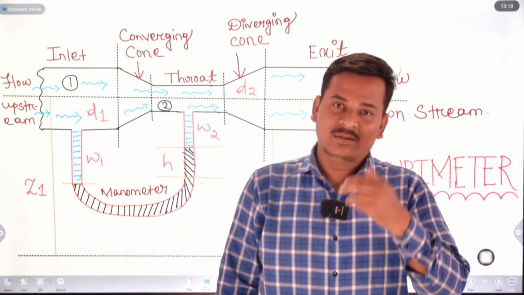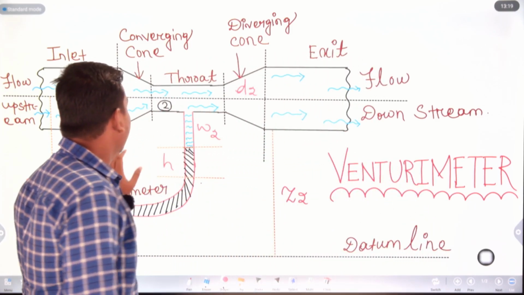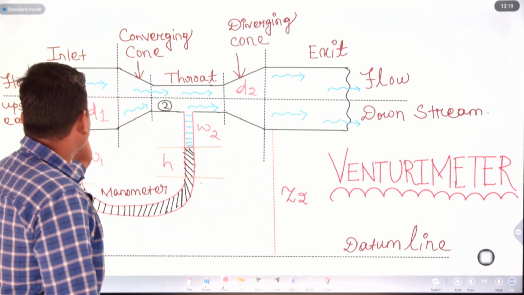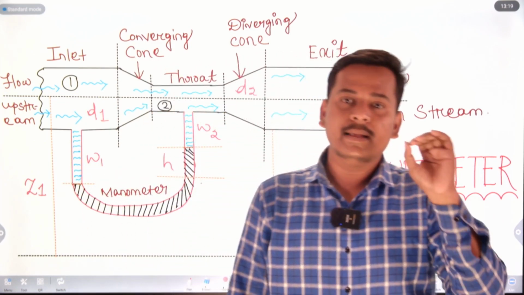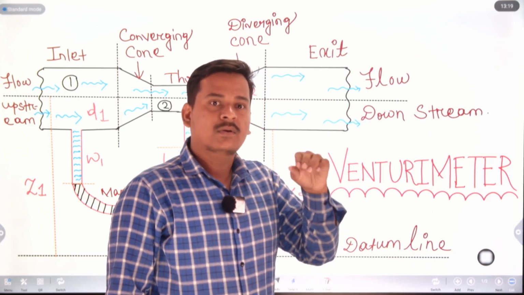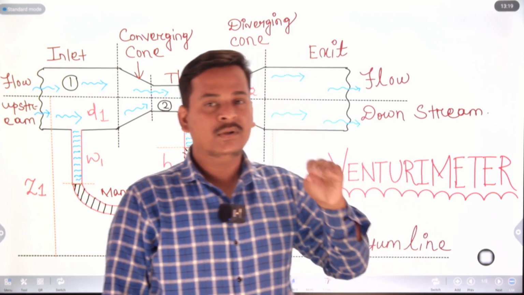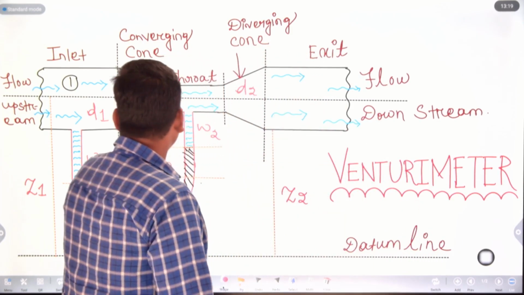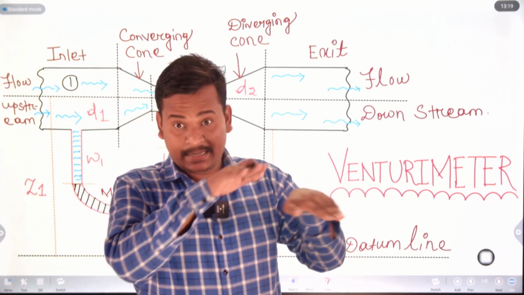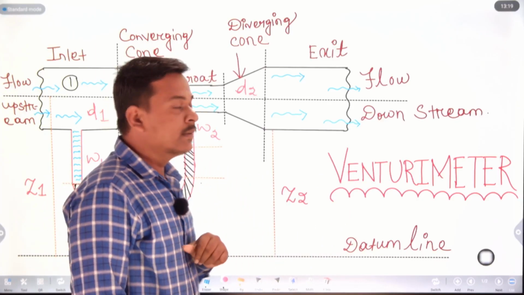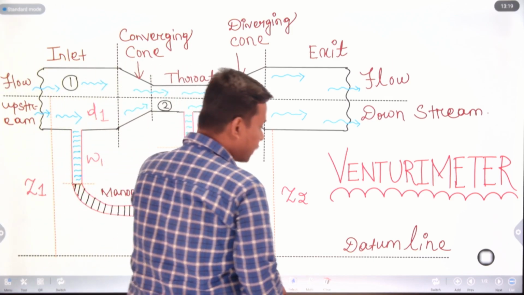So let's start the topic, venturimeter. This is a simple venturimeter diagram. It consists of three parts: inlet, throat, and exit, which is known as outlet. In the converging zone, the velocity accelerates, and in the diverging zone, the velocity decelerates. D1, D2 are the diameters, Z1 is the datum head at a particular datum line, and now let's start the expression.